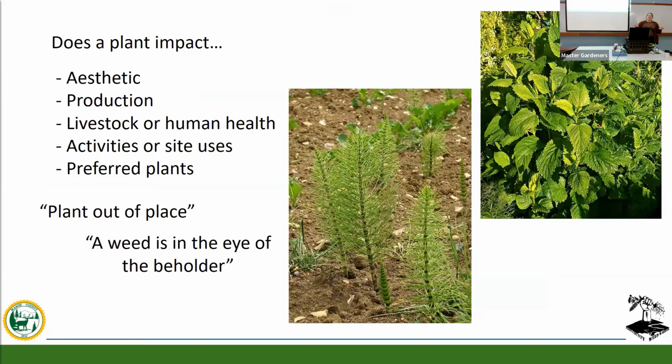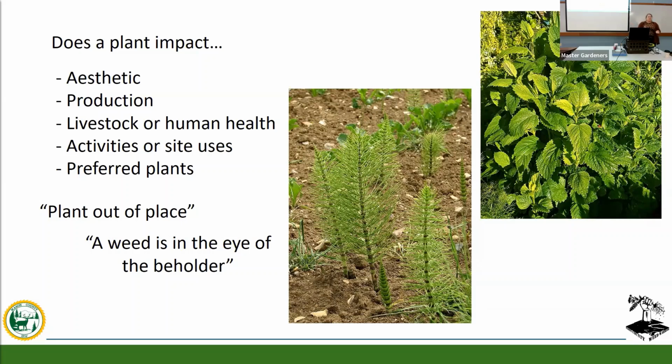Does the plant that you are looking at impact your desired aesthetic for the space? Is it impacting production? Maybe it's native, but it's toxic to livestock and human health, and you're trying to manage for livestock. Does the plant spread quickly and impede activities at the site? We can think about native vegetation that's growing out of control along a boat launch or shoreline. Maybe you just don't like the plant and it impacts your preferred plants. So a weed is really anything that you don't want in your space.